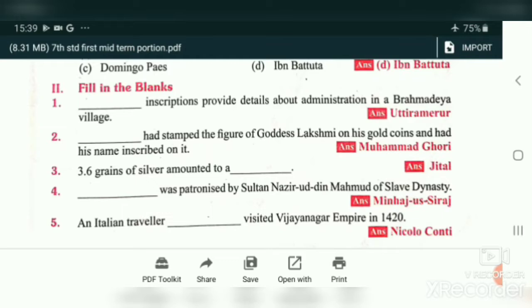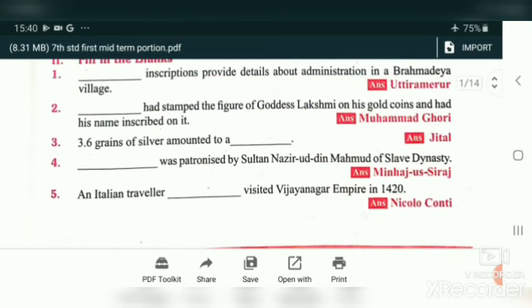Dash had stamped the figure of goddess Lakshmi on his gold coin and had his name inscribed on it. Muhammad Ghori. He stamped the figure of goddess Lakshmi on the gold coin. Note this one, Muhammad Ghori. 3.6 grains of silver amounted to a jital.